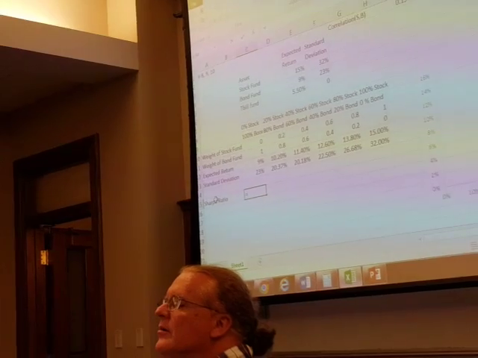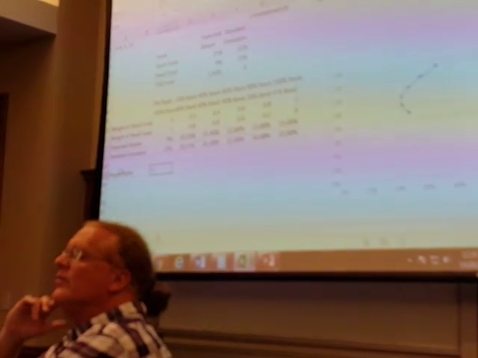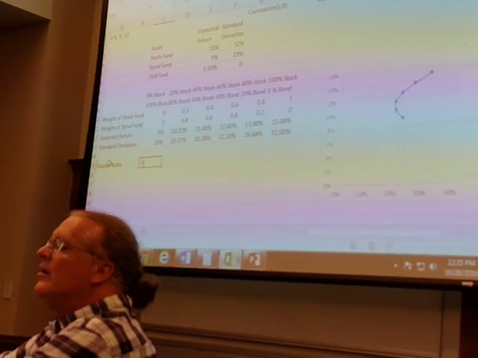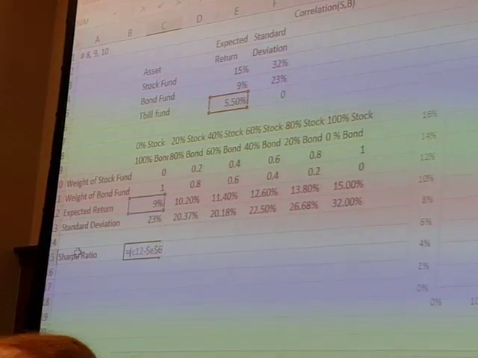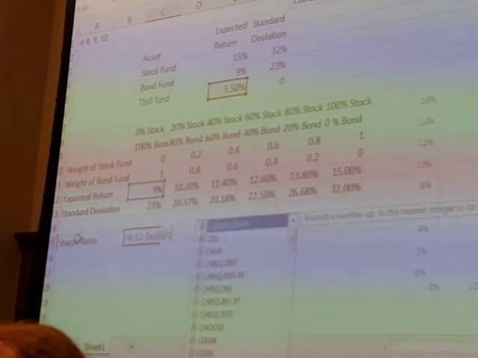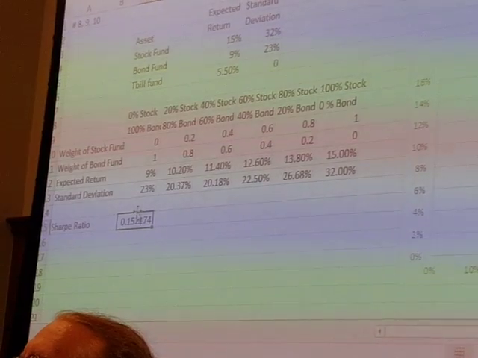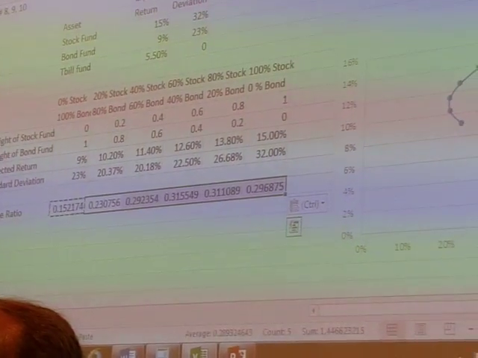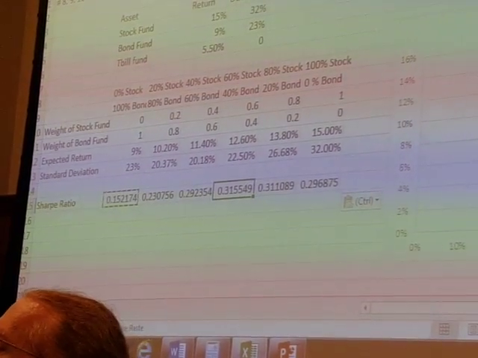Okay, this is going to be equals C12 minus the risk-free rate. The T-bill rate is 5.5. That's E6, so I'll make that $E$6. And then divide that by the standard deviation, C13. And that should give us the Sharpe ratio. Okay, so the one with the highest Sharpe ratio is going to be this one right here.